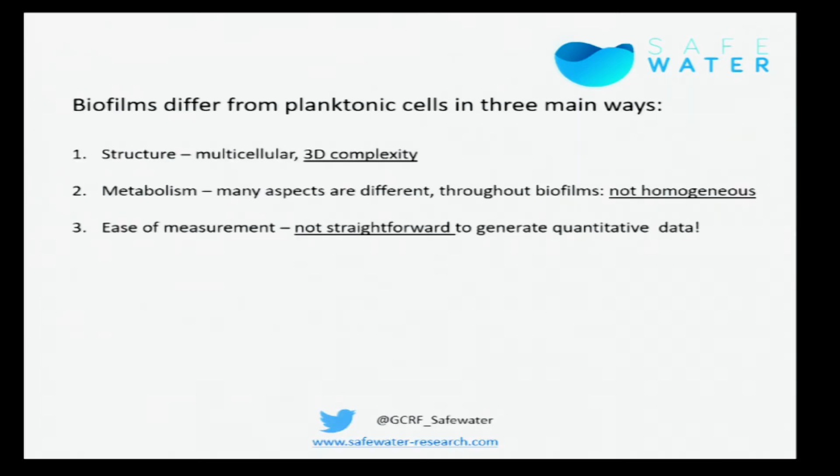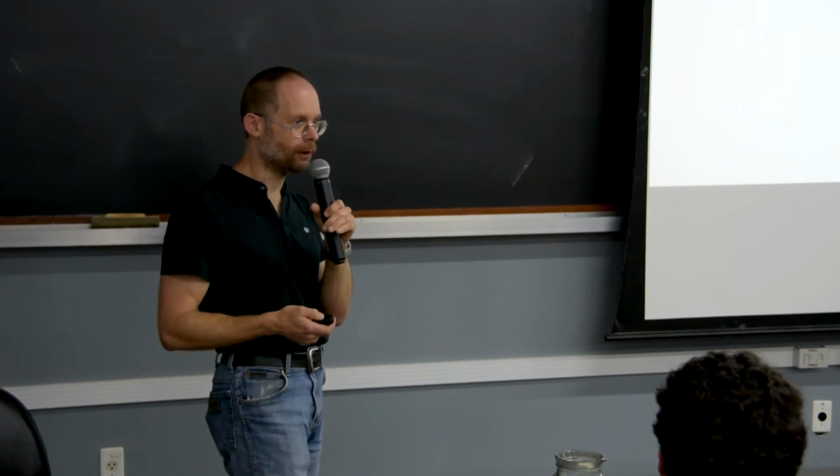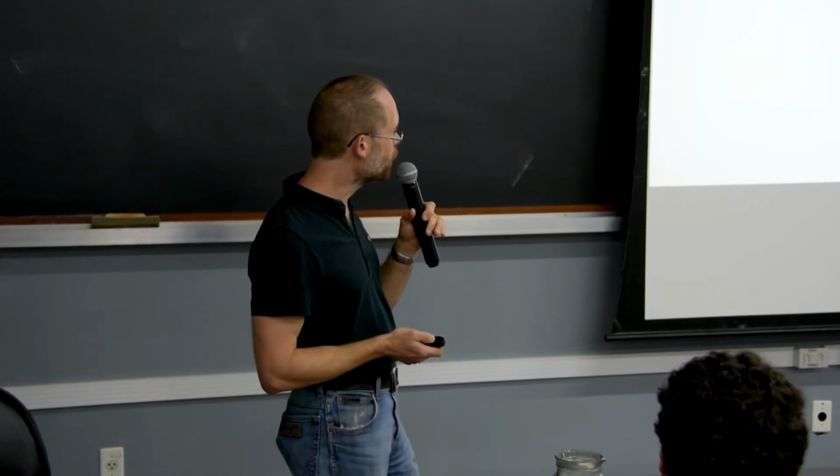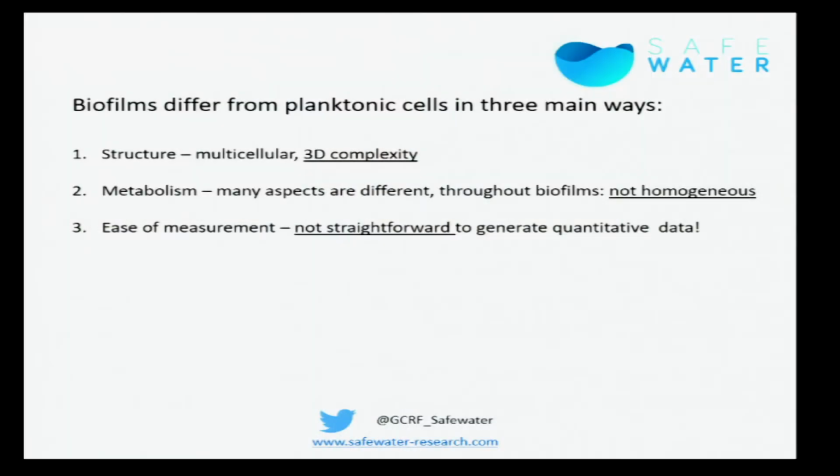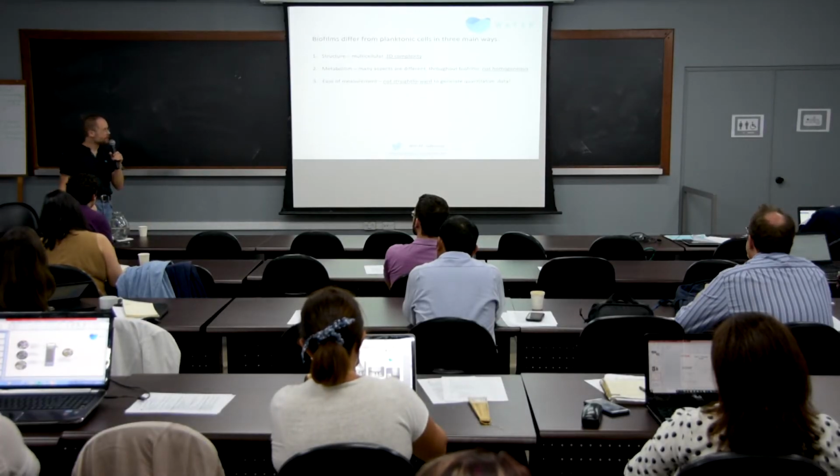But as I've said, they're very different beasts, and biofilms differ from planktonic cultures in three main ways. As I've said, they are multicellular, and there is this 3D architectural complexity. So it's not just bacteria swimming around all doing their own thing. They're working together to form a structure. Metabolism is quite different. It's not homogeneous. If we take a mid-log phase planktonic culture, all the cells are probably doing the same thing. Within a biofilm, all the cells are not. And that makes measurements of gene expression and things like that a bit more challenging.